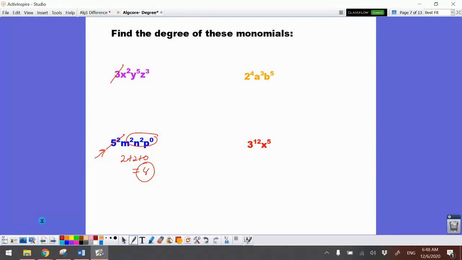All right, let's see how you did. Cross out my 3. 2 plus 5 plus 3. 2 plus 5 plus 3 is going to give me a degree of 10. Cross out my coefficient. 3 plus 5 is 8. Cross out my coefficient. I'm left with a 5. That's a degree of 5.